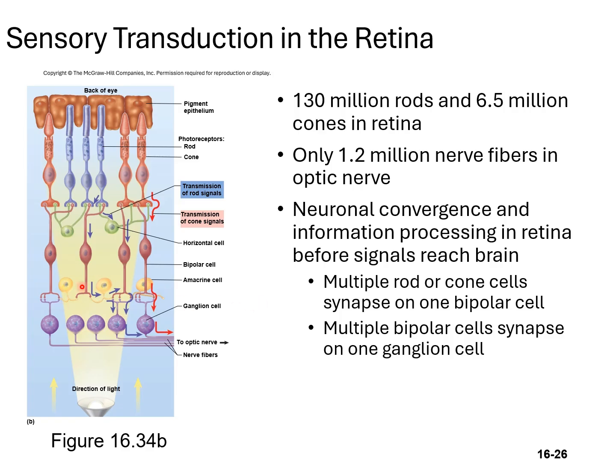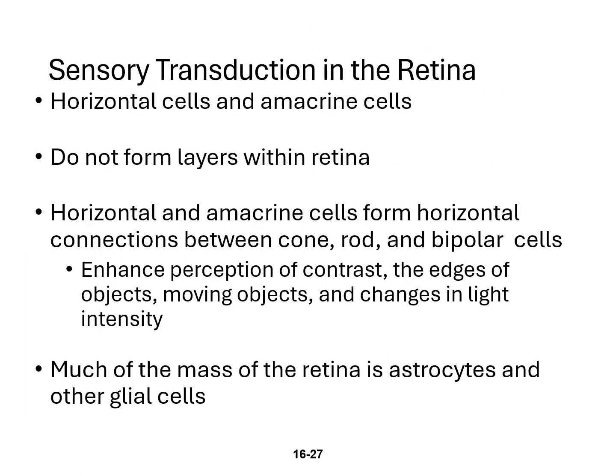There are amacrine cells in this layer right here that integrate the signal and modify the signal from the bipolar cells before it reaches the output neurons, which are the ganglion cells, then off to the optic nerve. Again, the direction of light comes in, and the signal goes the opposite way. We talked about horizontal and amacrine cells just in passing. This says they do not form layers within the retina, but if you asked any retinal scientist, they definitely do.